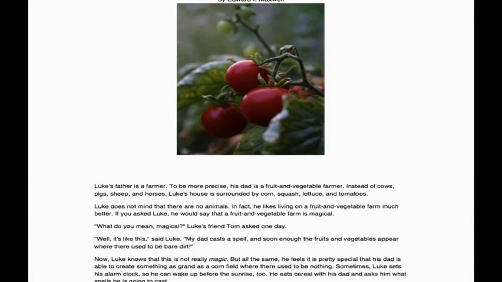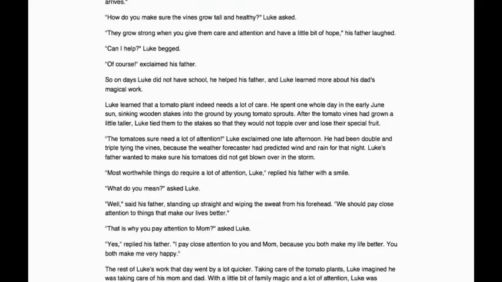"I'm planting tomatoes today, son," Luke's father explained. "Tomatoes ripen best in a very hot summer heat. So I need to plant the seeds early in spring. That way there will be tall, healthy tomato vines once August arrives." "How do you make sure the vines grow tall and healthy?" Luke asked. "They grow strong when you give them care and attention and have a little bit of hope," his father laughed. "Can I help?" Luke begged. "Of course," exclaimed his father.